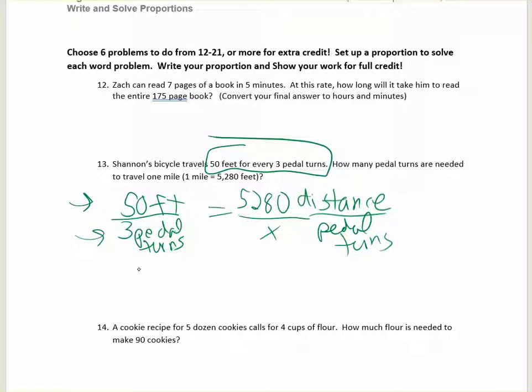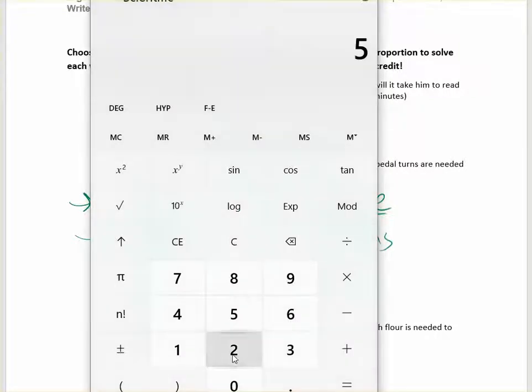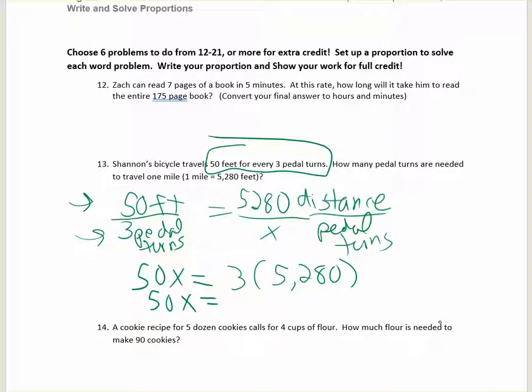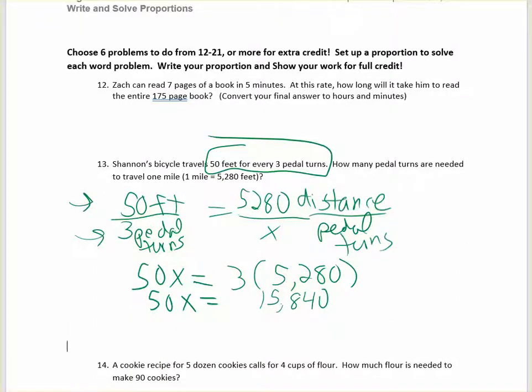So to solve it, you would do cross products are equal. So 50x equals 3 times 5,280. So 50x equals, and then you have to find out what is 3 times 5,280. And it's 15,840. And then we would solve this by dividing each side by 50, and then we will be able to answer our question.